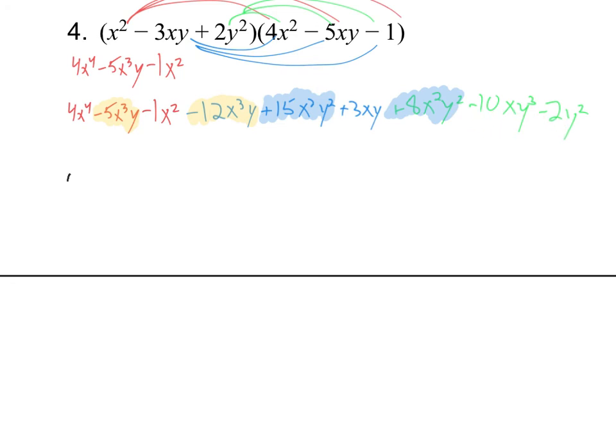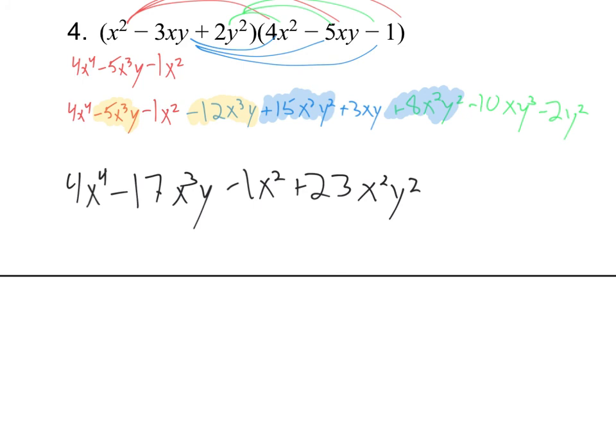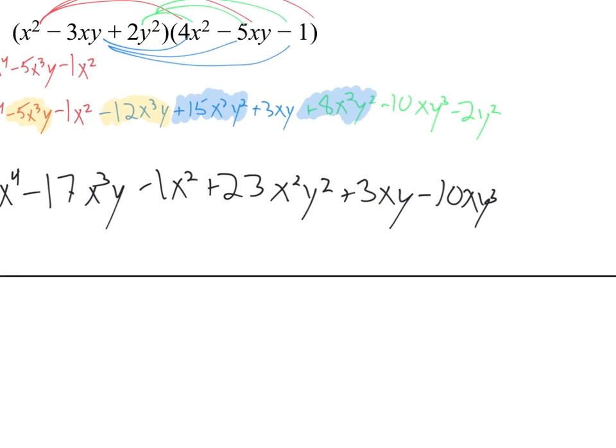So let's combine. We have the 4x to the 4th to start. Negative 5, negative 12 is a negative 17x cubed y. Then we've got our negative 1x squared. I'm going to write that down so I don't forget it. Then we've got 15 and 8. Well, that's 23. Then we've got my 3xy minus 10xy cubed minus 2y squared. Holy smokes, that is gross.